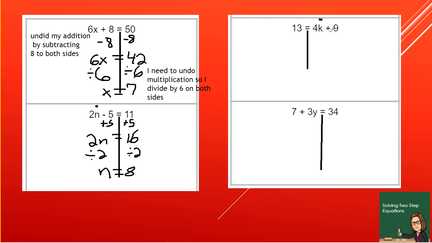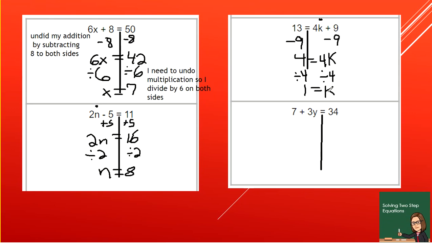So I need to undo the addition of 9. So I'm going to subtract 9 from both sides. 13 minus 9 is 4. Ooh, that 9 looks really bad. Let me fill it in, equaling 4k. Now, right now it's 4 times k, so I need to divide by 4 on both sides. 4k divided by 4 is k. And 4 divided by 4 is 1.